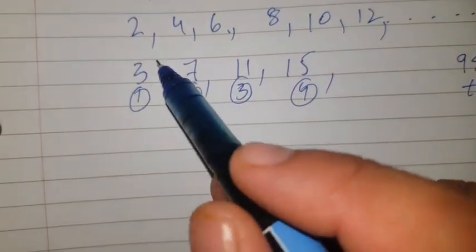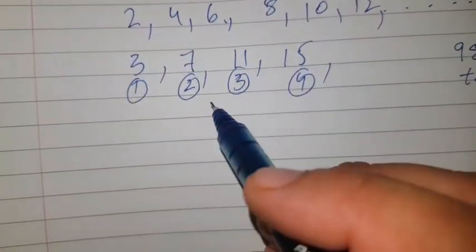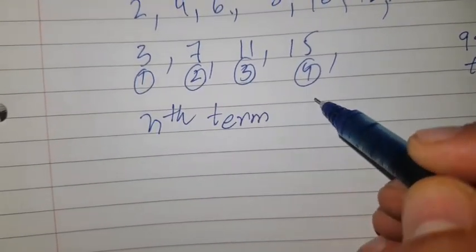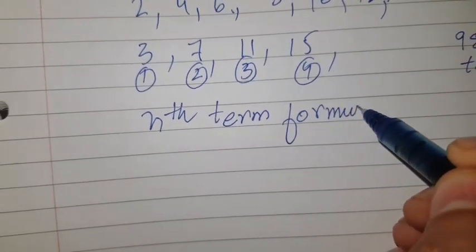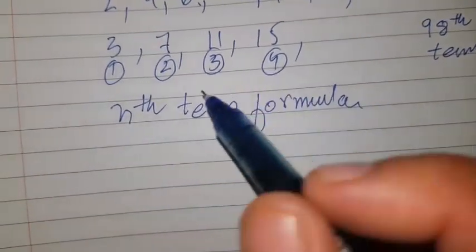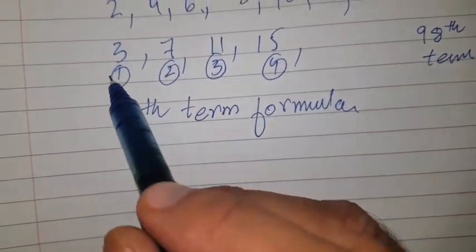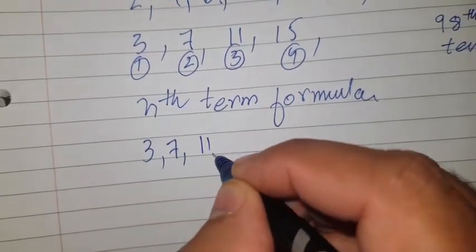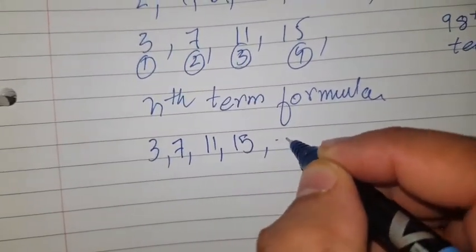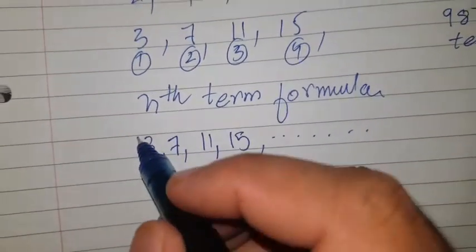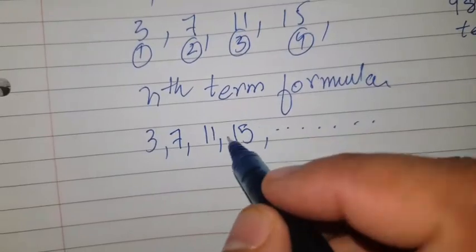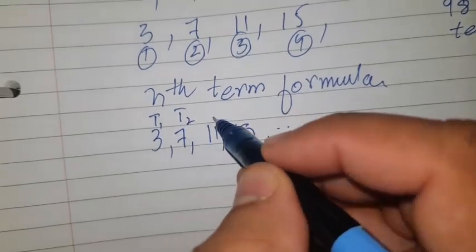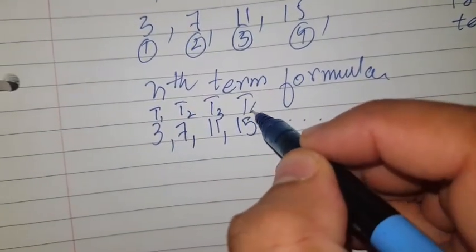But right now, if I have this kind of a sequence, there is something called the nth term formula. In the nth term formula, we can identify the value of any term very easily. For example, in this one, if I write down here 3, 7, 11 and 15, and so on. First thing first, I have to label my terms. This is my term 1, this is my term 2, this is my term 3, this is my term 4.